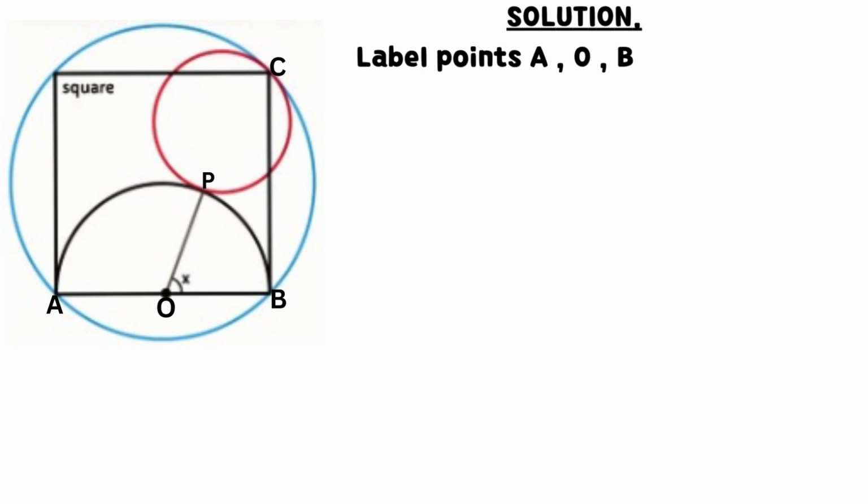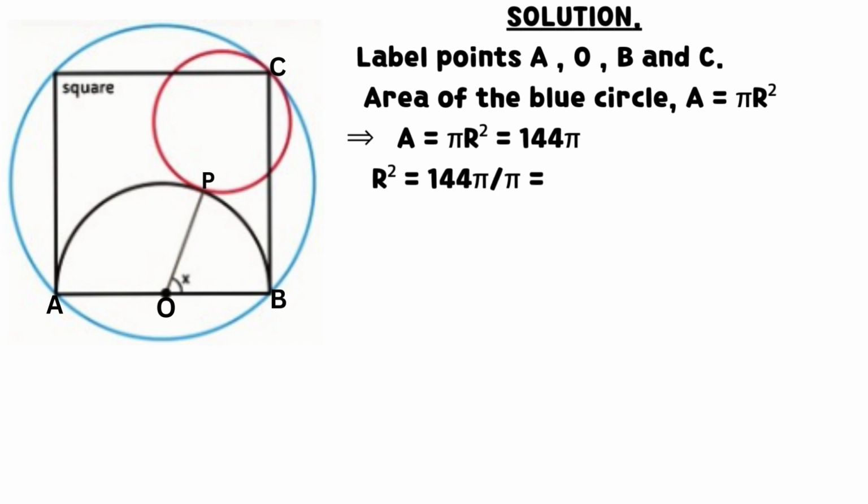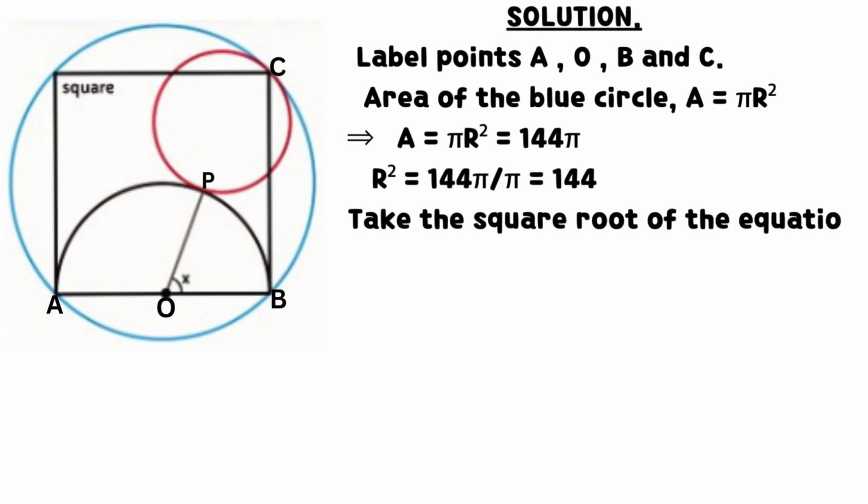Solution. Label points A, O, B and C. Area of the blue circle. A equals the product of pi and the square of r, where r is the radius of the blue larger circle. This implies that A equals 144 times pi. Make the square of r the subject of the formula. The square of r equals 144 times pi divided by pi, which equals 144. Take the square root of the equation. R equals 12.